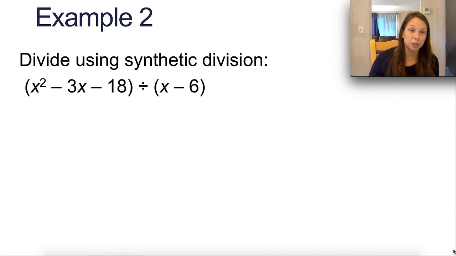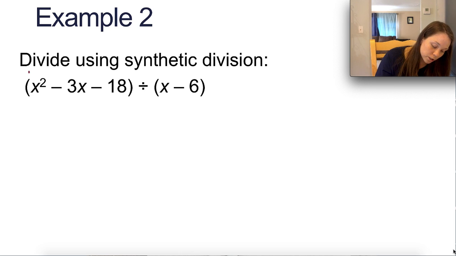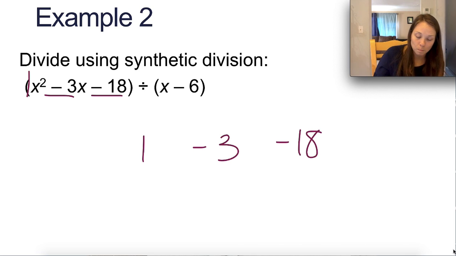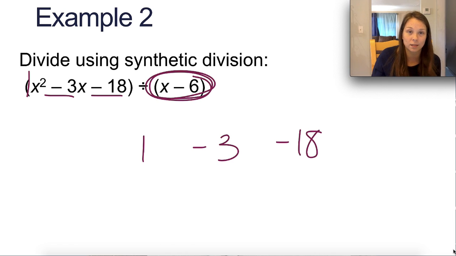Taking a look at example 2, dividing using synthetic division. My coefficients are 1, -3, and -18. The number that's going to go inside my box for this process is the opposite of what's inside this binomial, so a positive 6.